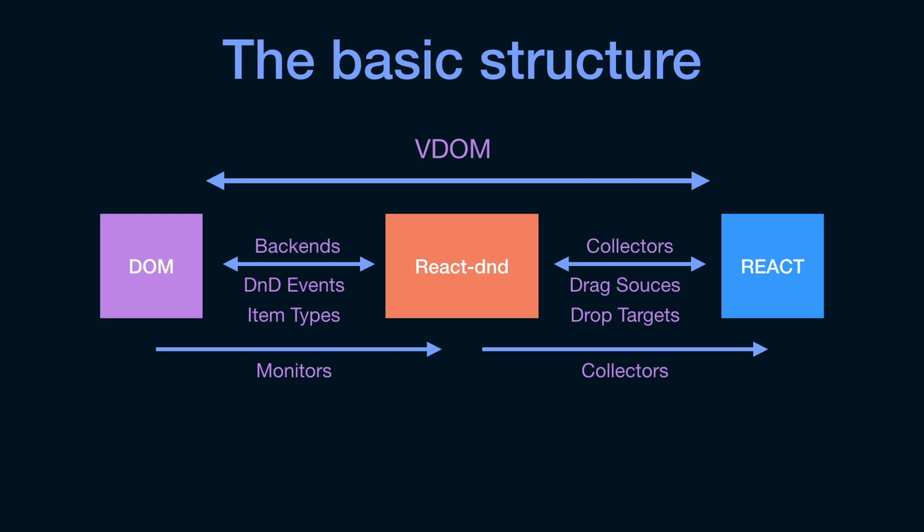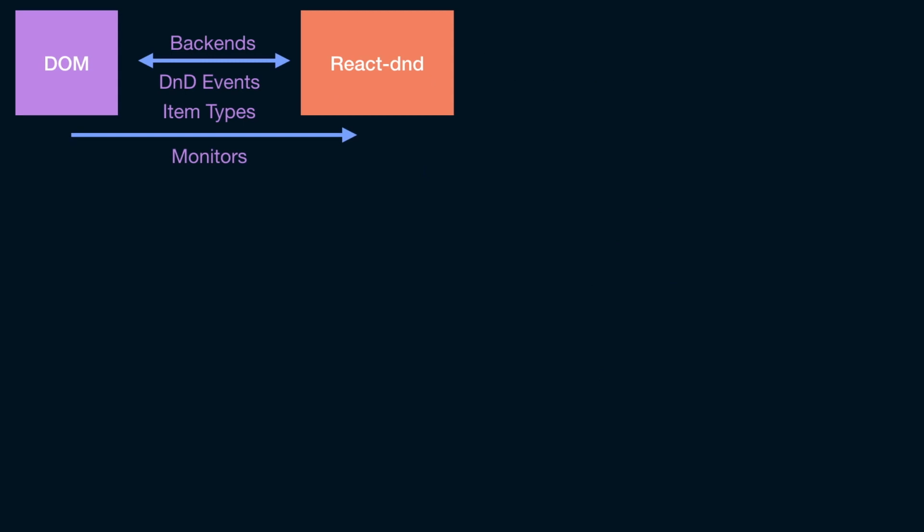All right, guys, so this is where we stopped in the last lecture. React DnD is squeezed between React and the DOM, and React DnD communicates with the DOM through different things: backend, DnD events, item types, and the way all of that gets communicated to us is through monitors. So let's jump into this and try to explain them one by one.